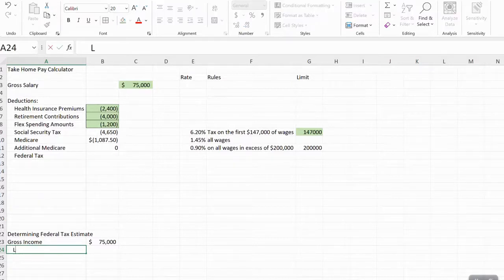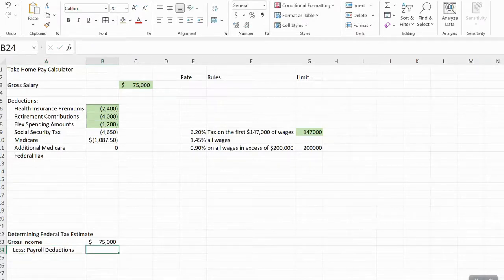We do get to reduce our taxes by certain payroll deductions. That's why I said the other reason we wanted to highlight this up above when we were figuring out our take-home pay, because these three items, flex, retirement, and health insurance, if you're paying them through an employer plan, they actually reduce the amount of your income subject to federal taxes, not FICA, not Medicare, but federal taxes. So we're going to go ahead and link to those amounts.